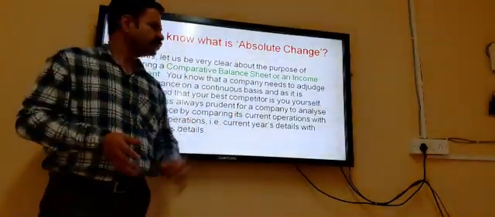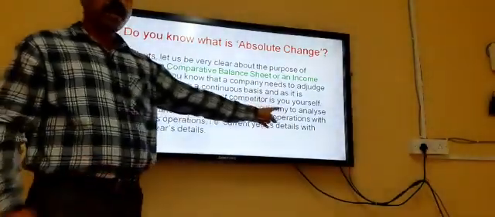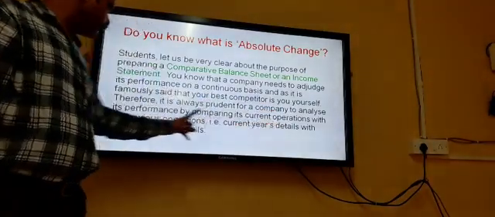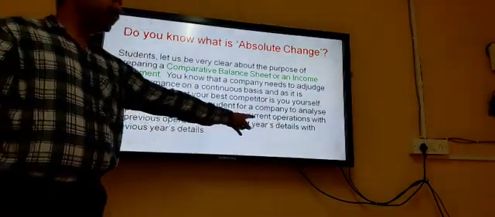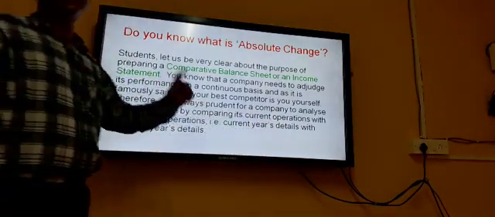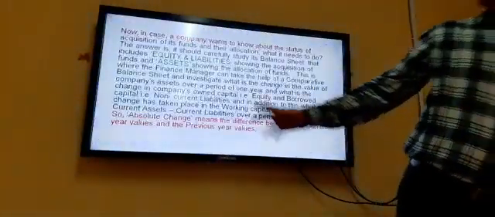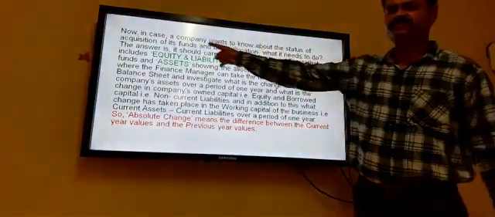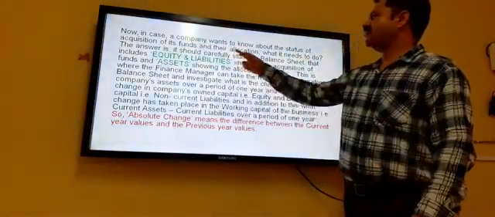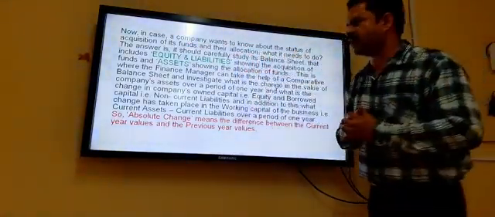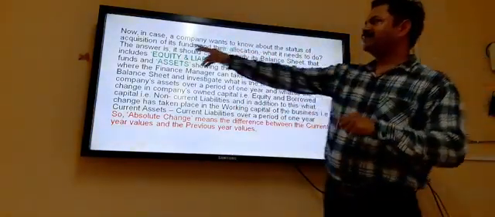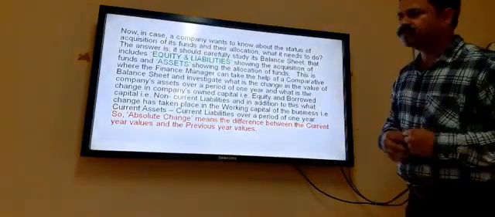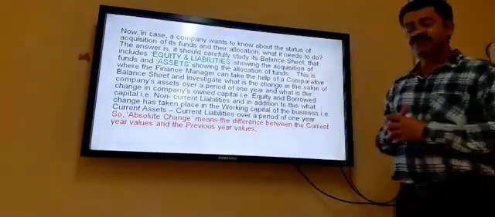That is very important. So that is why it is always prudent for a company to analyze its performance by comparing its current operations with its previous operations, that is, current year's details with its previous year's details. Now, in case a company wants to know about the status of acquisition of its funds, how much funds it requires and their allocation, where it should use those funds, what does it need to do? The answer is it should carefully study its balance sheet, which includes equity and liabilities showing the acquisition of funds.